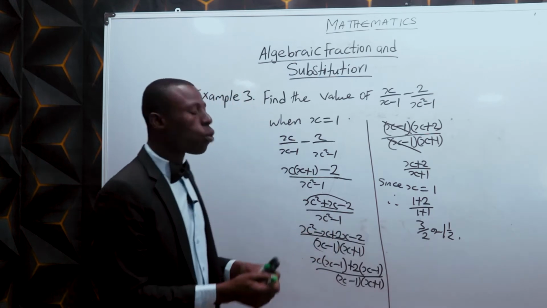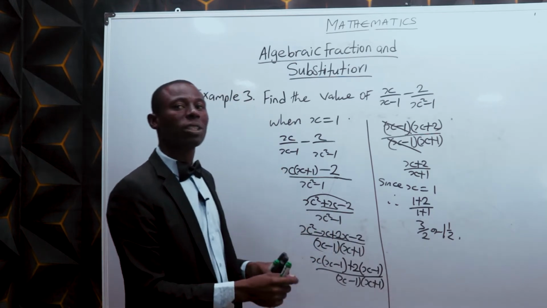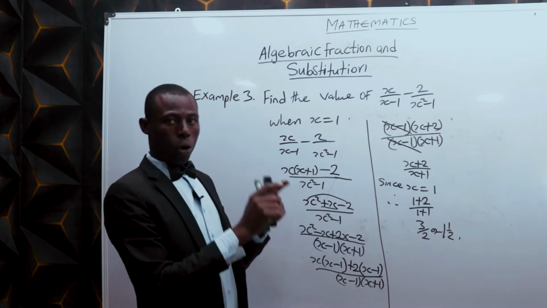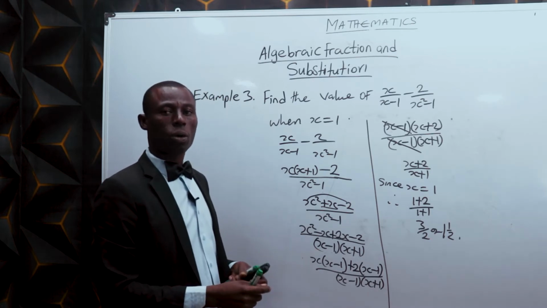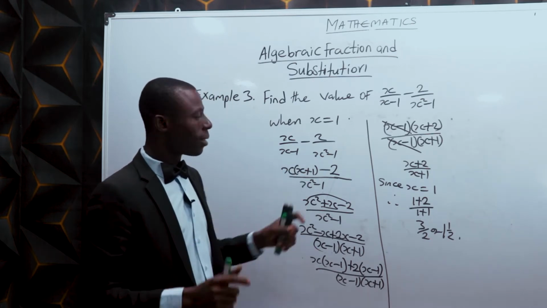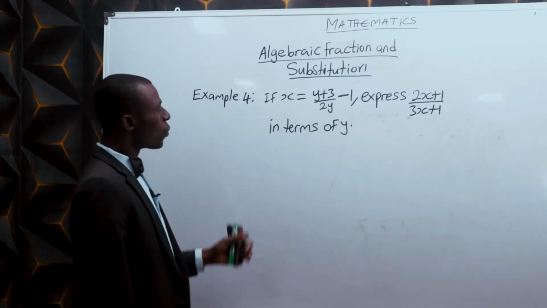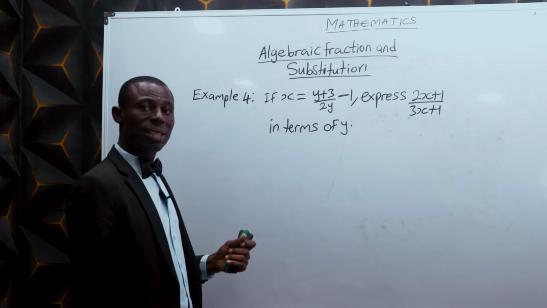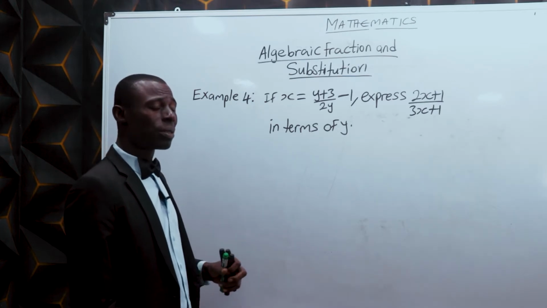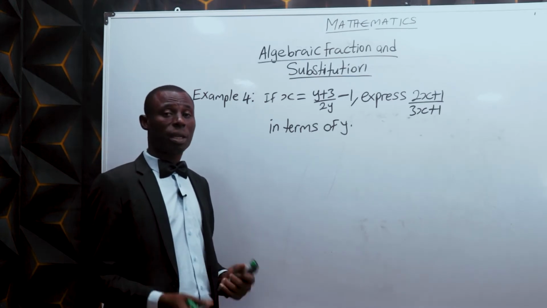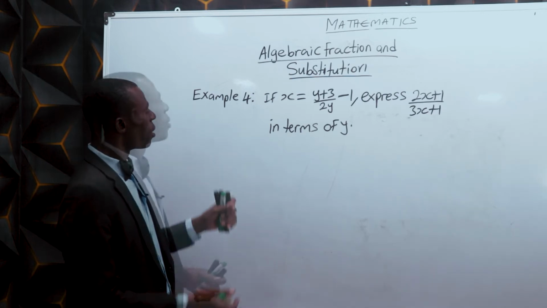But someone who makes direct substitution would have gotten minus 1 or 0 as the answer, which is wrong. So take note of that. Example 4. This kind of question is a standard question that comes out in virtually every external examination. Please take note of it.